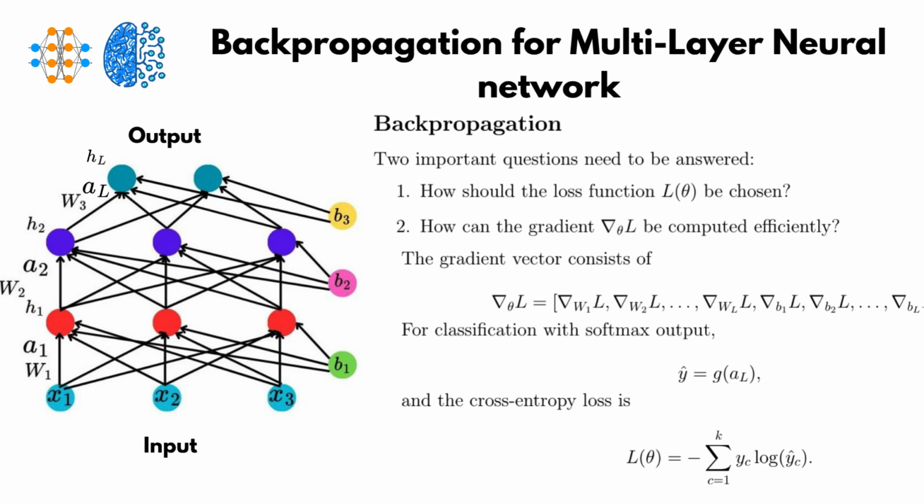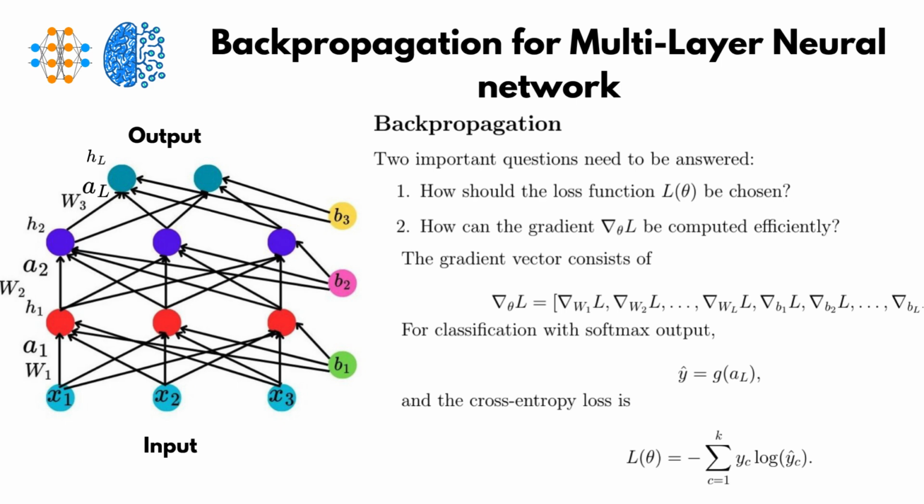Now that we have understood how the forward path generates predictions, let us move to the central idea behind backpropagation. The purpose of backpropagation is to answer two very important questions. The first question is, how do we measure the error made by the neural network?